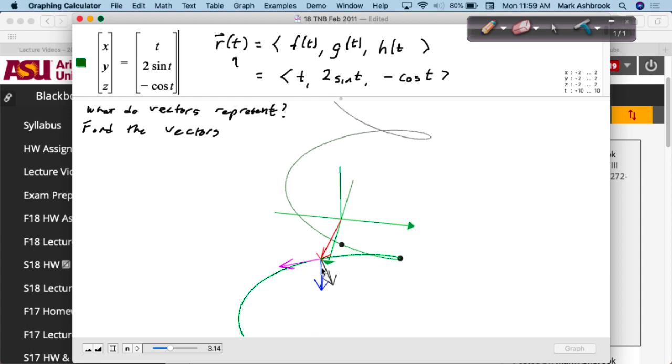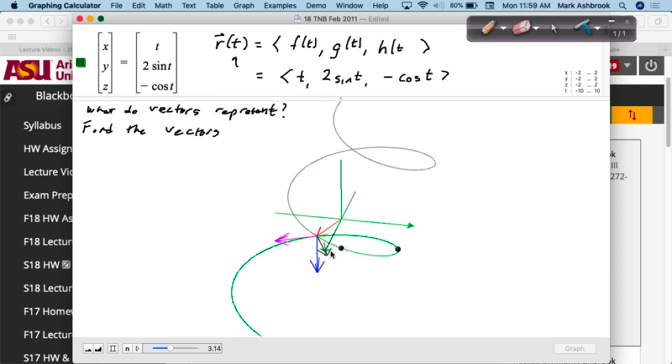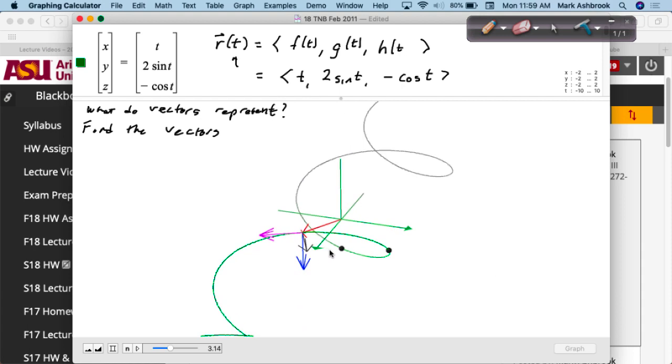Unit normal, Alyssa. The black one, the one on the top. Yeah, the black. The black one's pointing out. This one's the unit normal. Agree? Shane, you agree with that?